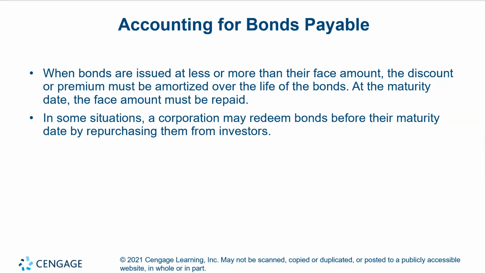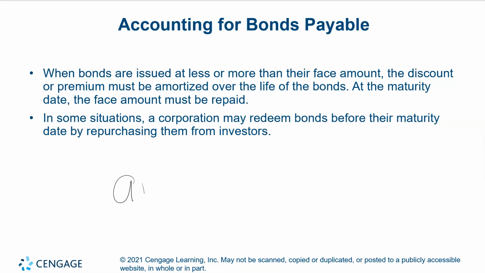All right, so when bonds are issued at less or more than their face value, the discount or premium must be amortized over the life of the bonds. You can think about amortization similar to depreciation. That is the systematic allocation of the value over time. So what we're going to do is move it out of premium or discount and into interest expense over the life of the bond. And I will show you how to do that.